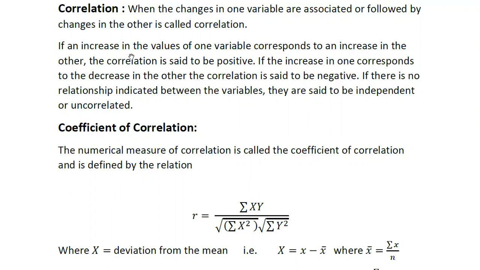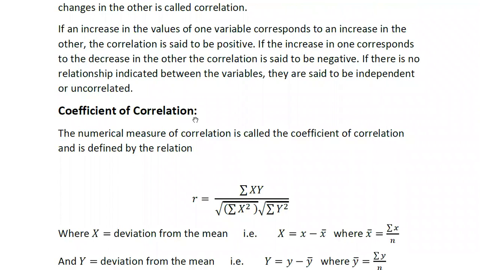So in the first case, if you are taking, say, x and y, and you go on increasing the values of x, and because of that the values of y go on increasing, then we say that the relationship between x and y, or the correlation between x and y, is positive. In the second case, if the increase in one corresponds to the decrease in the other, that is, if you go on increasing the values of x, and because of that the values of y go on decreasing, we say that the correlation is negative. And if there is no relationship indicated between the two variables, they are said to be independent or uncorrelated.